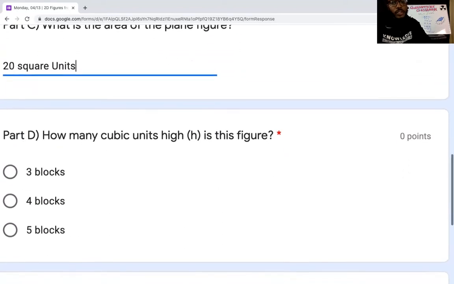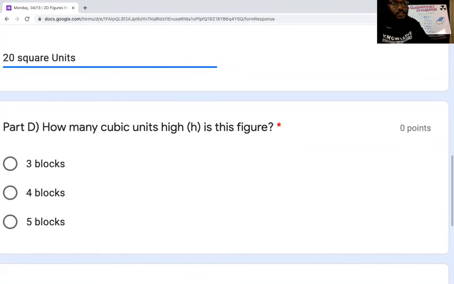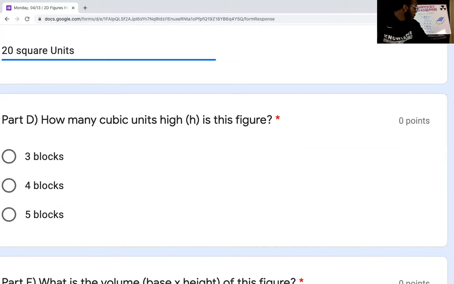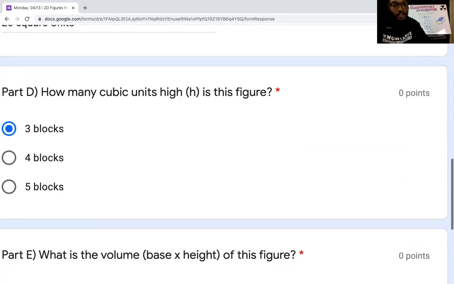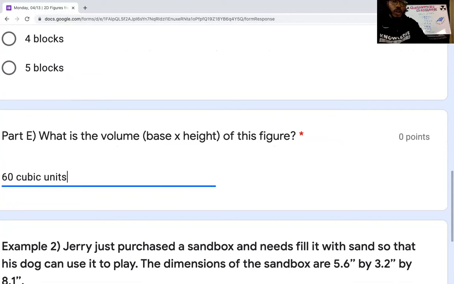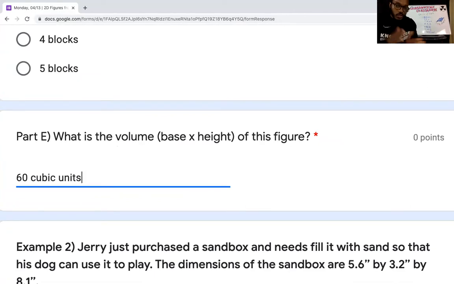How many cubic units high is this figure? We want to know what is the height of the figure. And we know that the figure is 3 blocks high. Then we have to take everything that we've learned. What is the volume? What is the base times the height? The volume is 60 cubic units. Sometimes it's inches, sometimes it's meters, sometimes it's miles, feet. You want to always make sure that you put cubic units, because that shows that you're talking about volume and not about area or just regular distance.